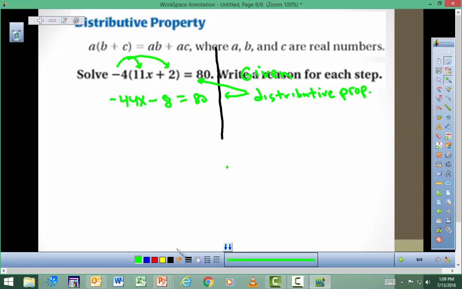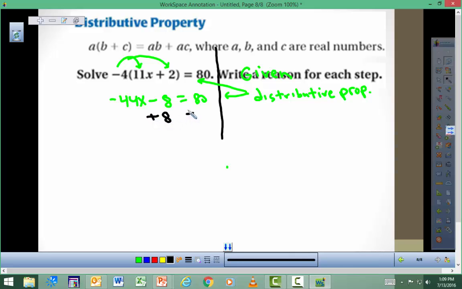From here though, what do we want to do? I think if we're solving for x, we want to get rid of this 8. And since that's a negative 8, we want to do the inverse operation, which is the opposite of subtraction. So we want to add 8. So we're going to add 8 here and add 8 over here. And the reason why we can do this is because there's an equal sign. And remember, this property says what you do to one side of an equal sign, you have to do to the other side as well. So this is a property of equality.